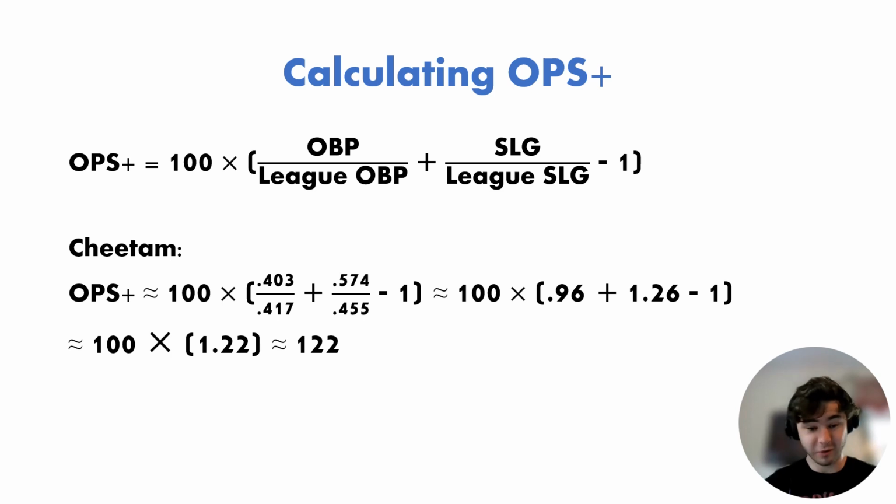You can ignore the complicated formula on screen and just focus on the final result here, since it's all you really need to know. Cheatham's OPS plus in 2022 was 122, and we got there by taking his on base over the league on base, adding his slugging over the league slugging, subtracting 1, and then multiplying that all by 100. So in the case of Cheatham, his on base was about 96% of the league average, his slugging was about 126%, which leads to 100 times 1.22, and his OPS plus is 122.